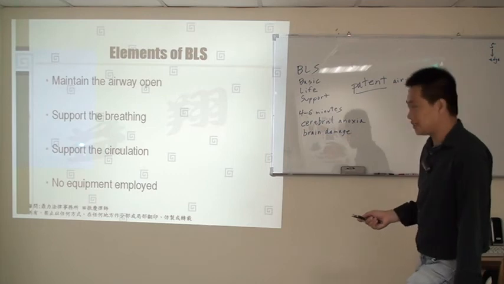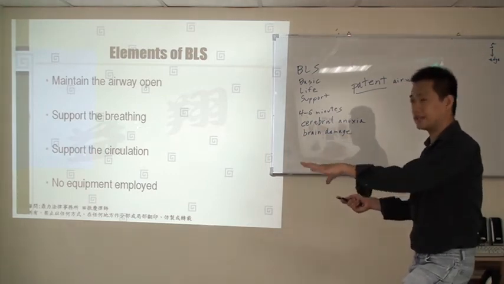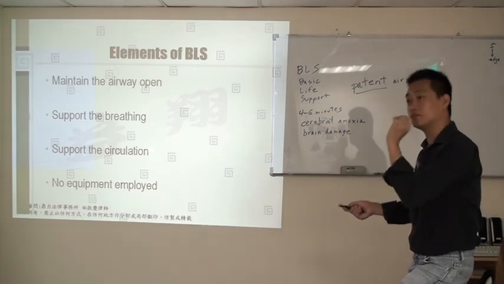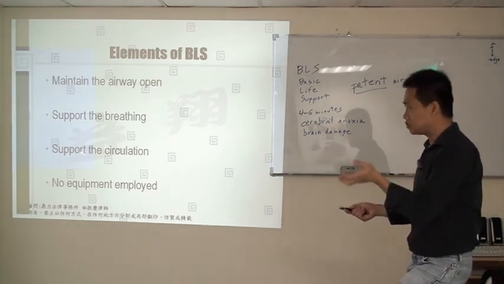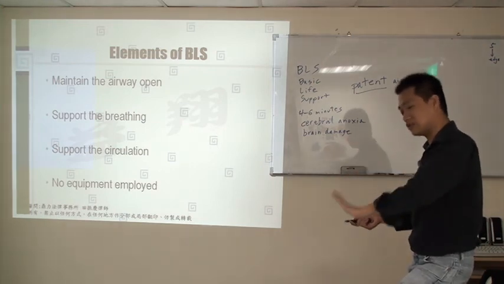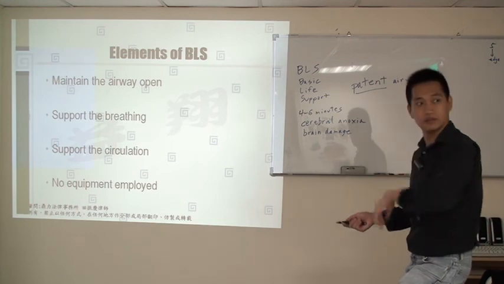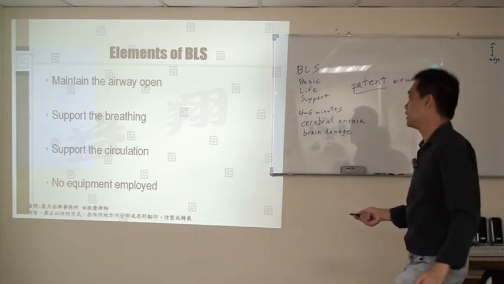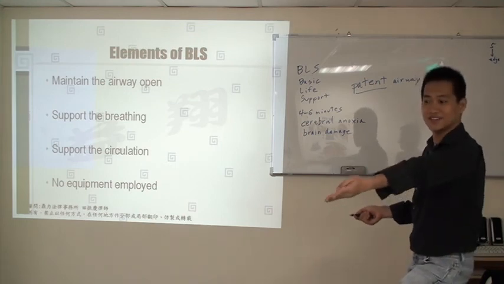Support the breathing of the patient and support the circulation. That's why you blow to the victim, because you want to support the breathing, because the patient is not breathing on his own. And then you should support the circulation. That's why you do your chest compression, to circulate the blood all over the body. So remember, there's no equipment employed.